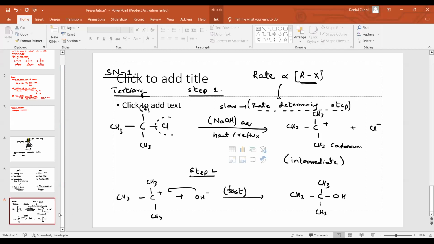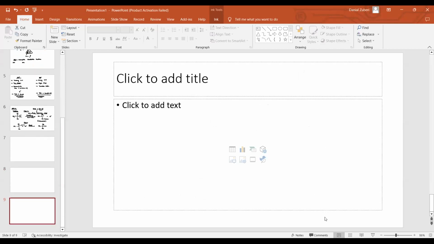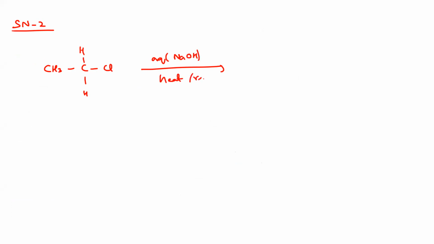So now, if we talk about SN2 reactions, you can link that to it. SN2 reactions would be basically a single step reaction, and that happens from a primary alkyl halide. So let's say we have a primary alkyl halide, a carbon that is only connected to one more carbon. And then we have the same nucleophilic reagent, heat under reflux.